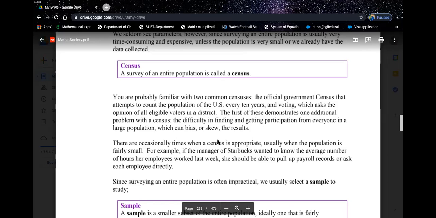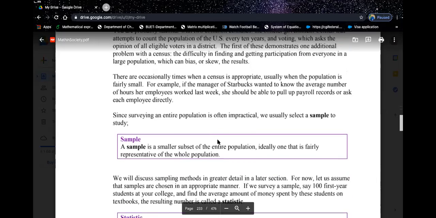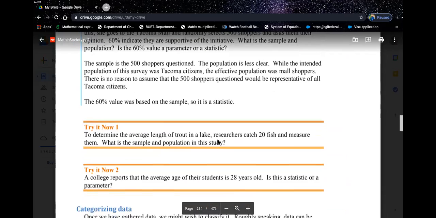Definitely, we'll have examples on it later on. Let's see what we have next.